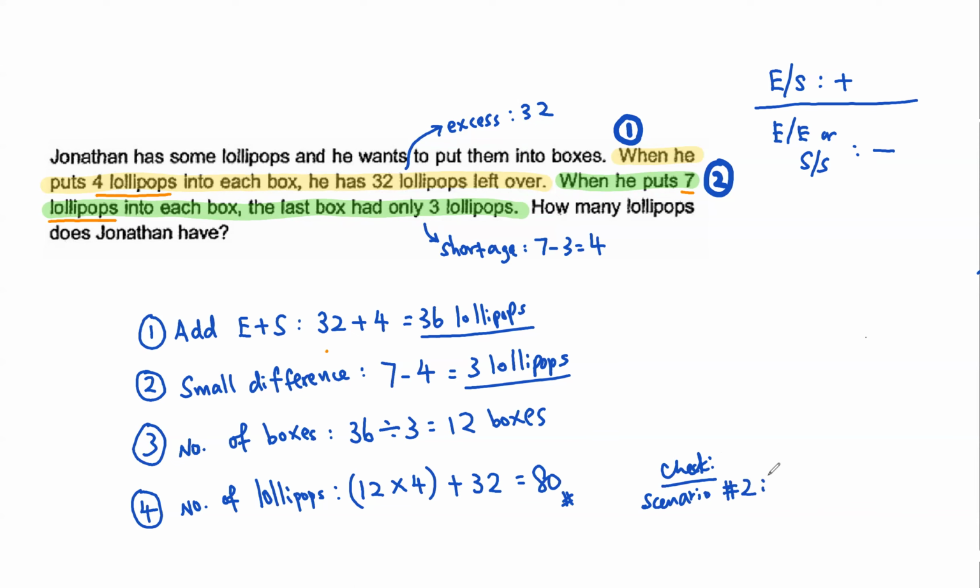So in scenario number 2, he put in 7 lollipops into each box, but the last box only had 3, which means we should do it like this. So out of the 12 boxes, 11 of them had 7. The last box only had 3. So that will be 77 plus 3, and you will also get the same answer, 80 lollipops.